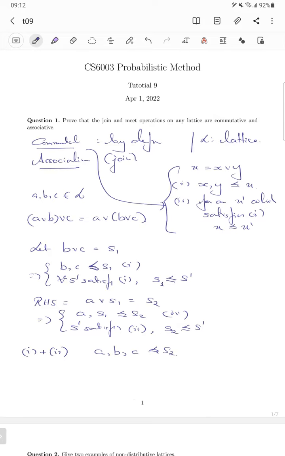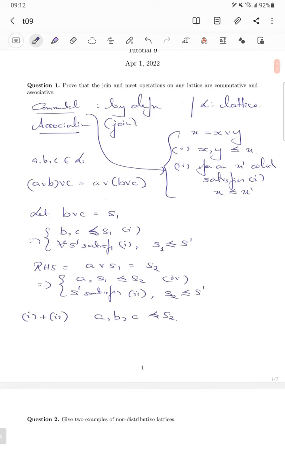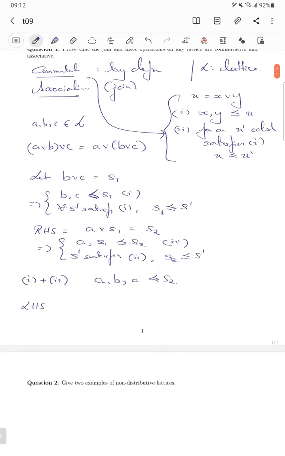Yes, sir. Similarly, for the LHS, for A, B, C there will be a global upper bound. If you follow the same pattern, you will be able to show this. Let me say you get that to be some S4. Because there you may need some S3 equivalent and then S4 equivalent. So your S3 there will actually be A join B, and this will be S3 join C.